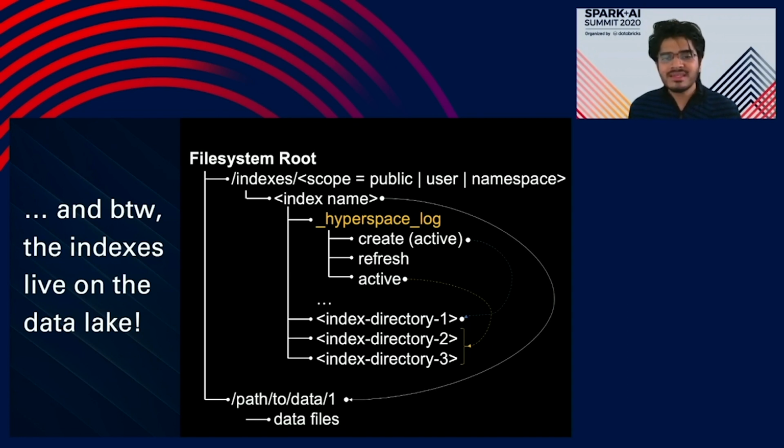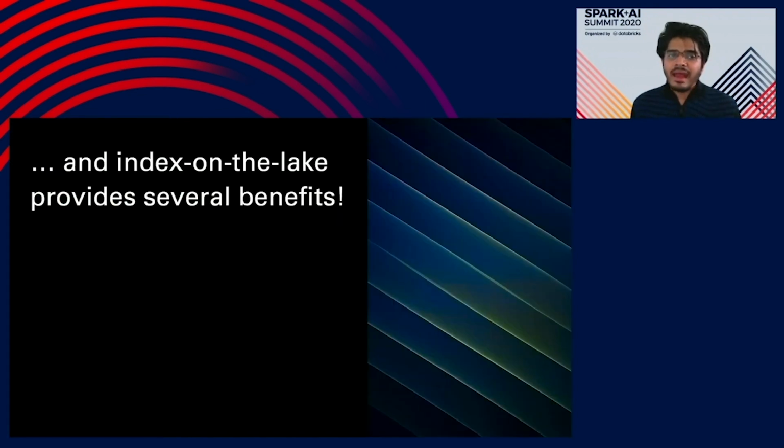What you'll notice is, hey, wait a second, why are we seeing index directory 1, 2, and 3? That's because we maintain different snapshots and different versions of the index to enable multi-reader and multi-writer concurrency. And one of the very interesting aspects of having the index on the lake is it provides several benefits. Just to name a few, one, now the index can scale.